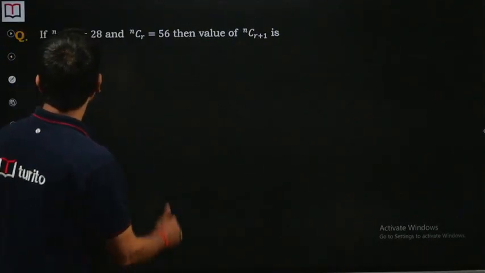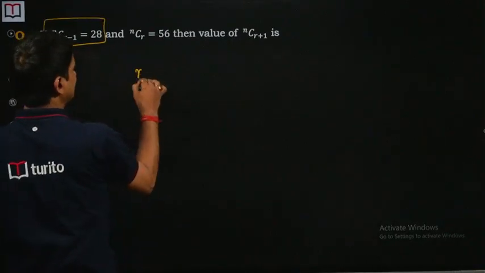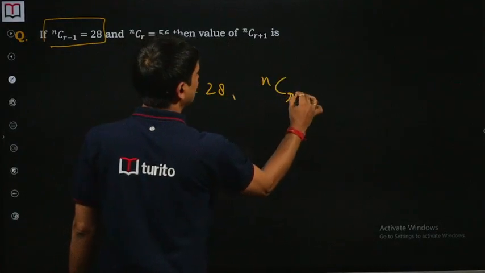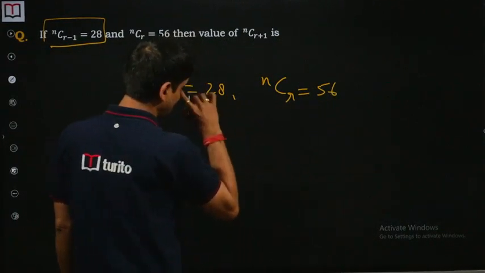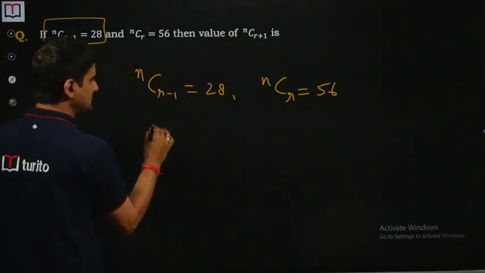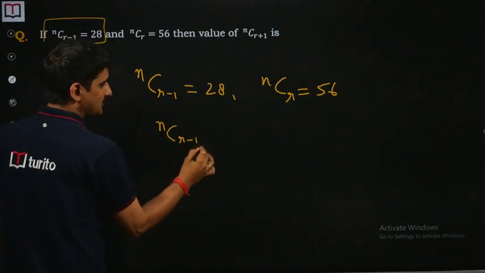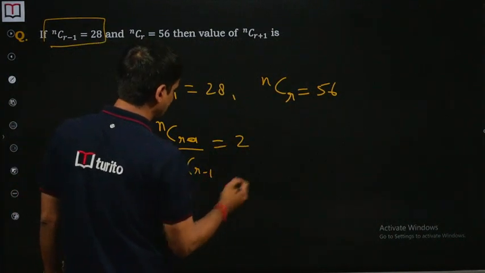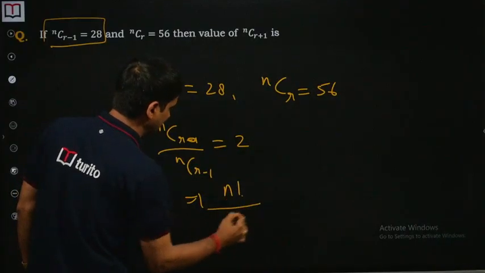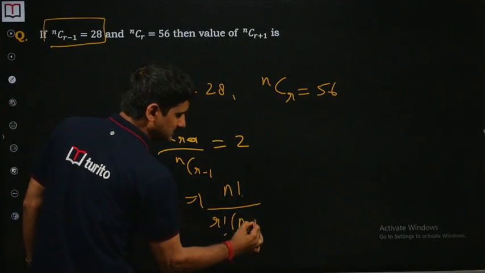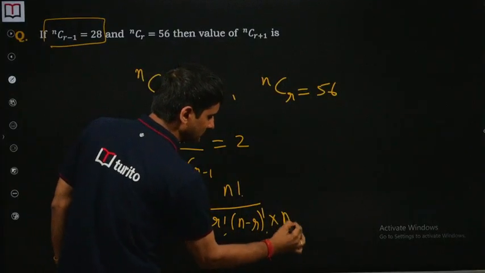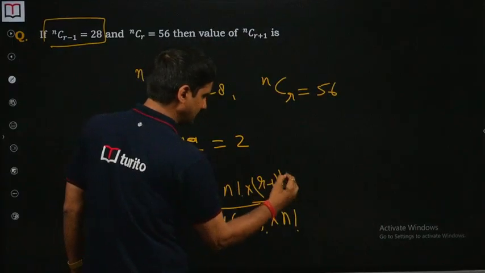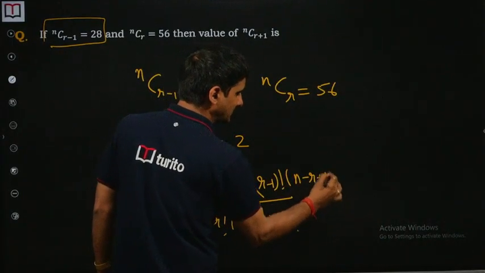Now the next one: nCr minus 1 is 28 and nCr is 56. Then we need nCr plus 1. See, these are consecutive. nCr upon nCr minus 1 is 2, and what is it? n minus r plus 1 by r. I always tell my students that you should know this ratio, because it might be quite important in the examination.